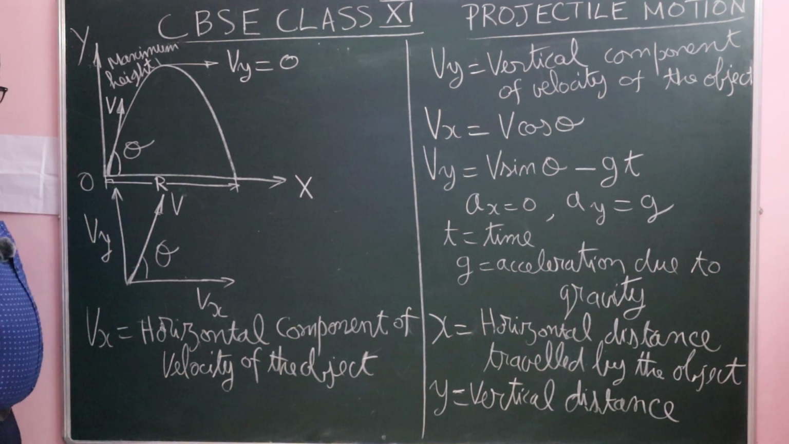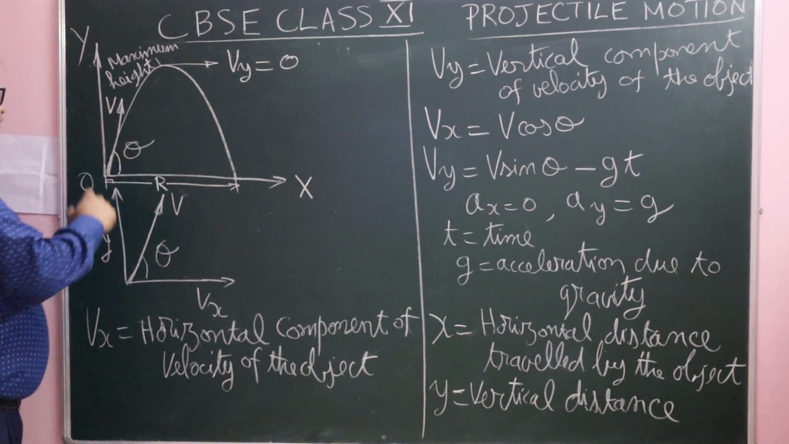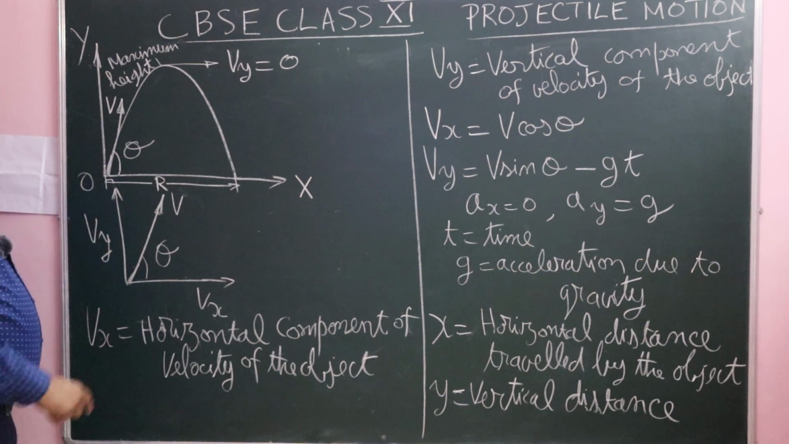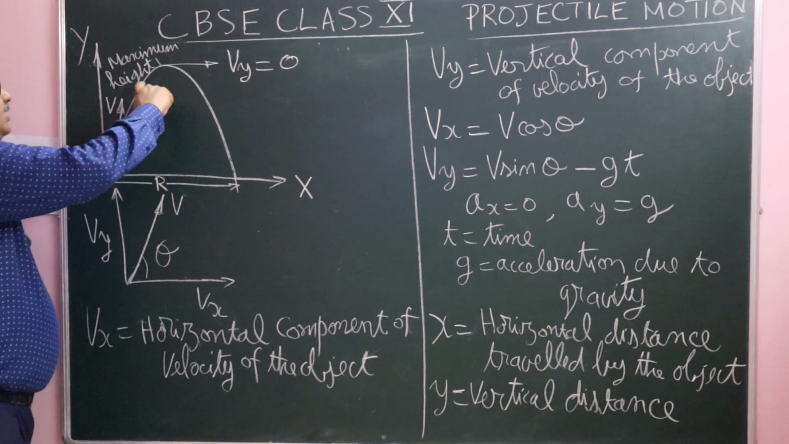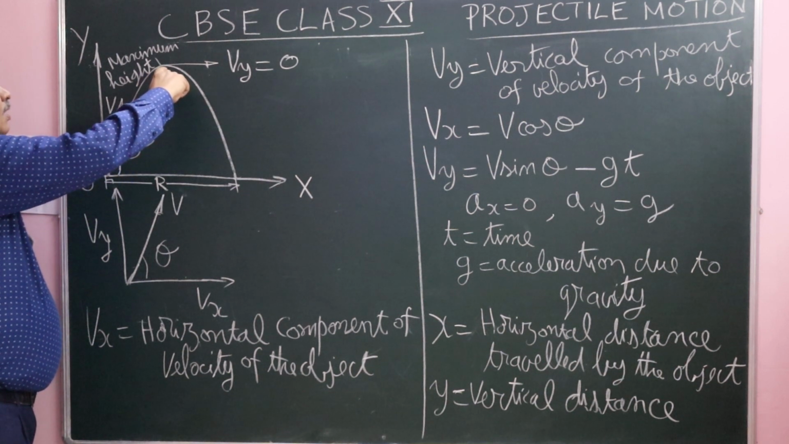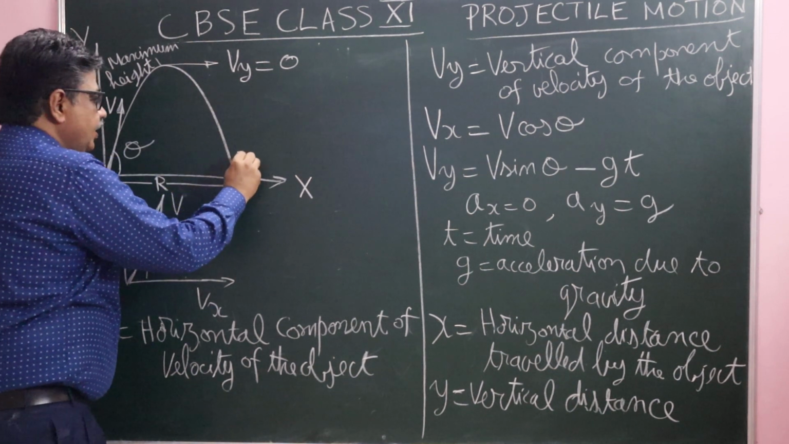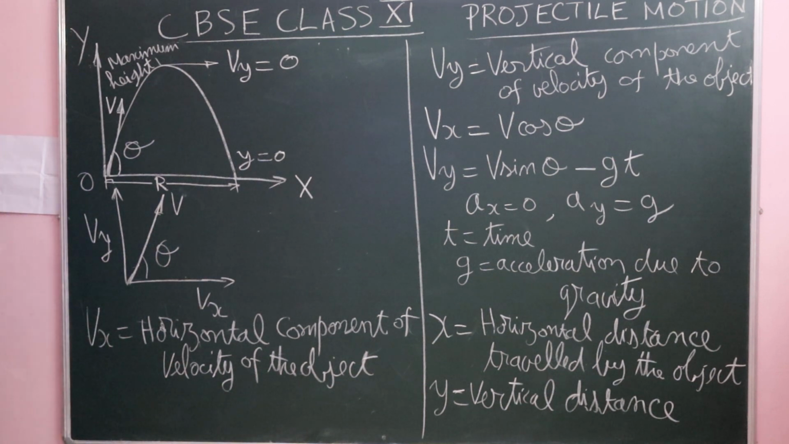Consider an object which is projected from the ground at a velocity of v at an angle of theta to the ground. This object will take a parabolic path, it will reach the maximum height, and it will come to the ground. At this point, the vertical distance will be 0.